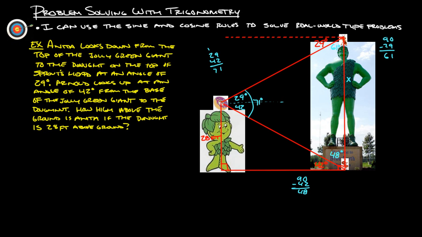Can't really read that. Let's change that to a dark blue. 61 degrees right there. And that's 48. We could have done 180 minus those two, which would have given us this as well. But that's okay. We've got it figured out.